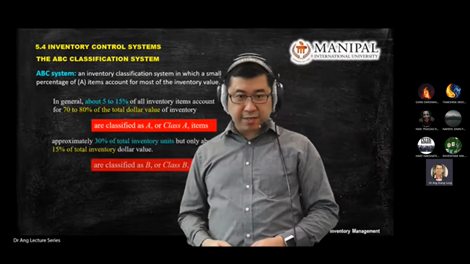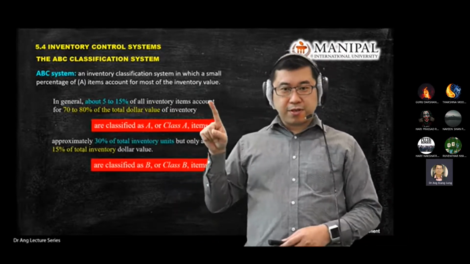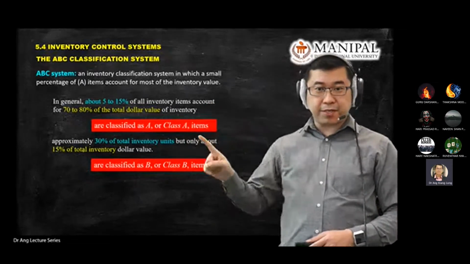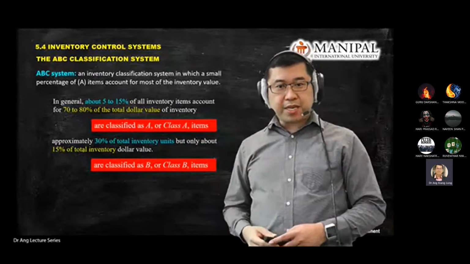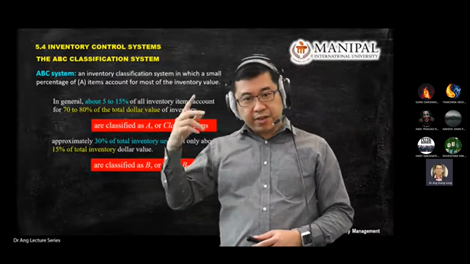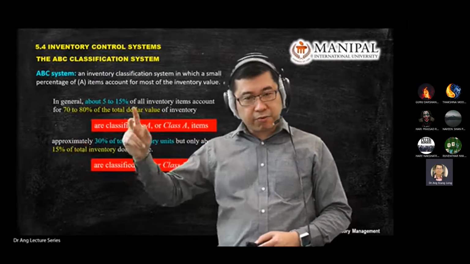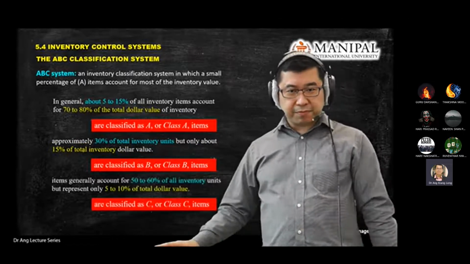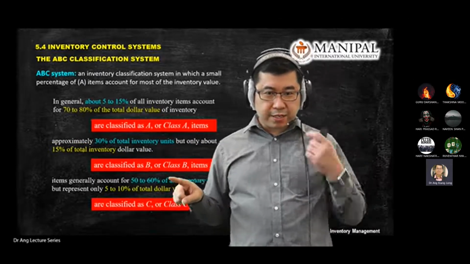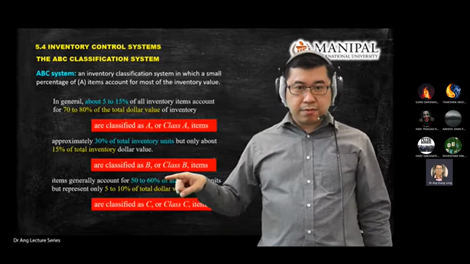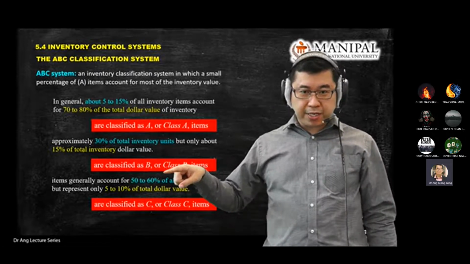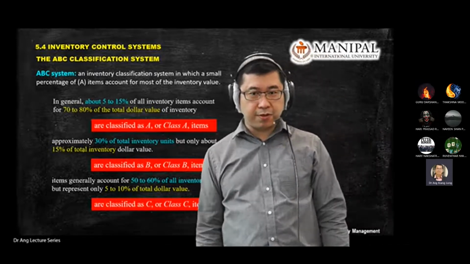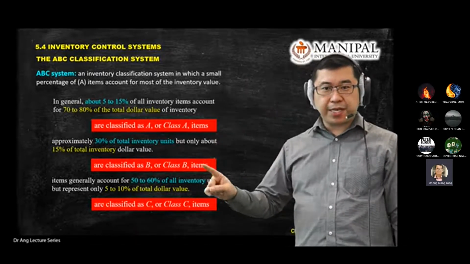Class B, you evaluate, you expand or elaborate from the statement just now. For B, the number increases a little bit, the dollar value reduces a little bit, it falls under class B. Class C is most of the numbers, a lot, huge, but the value is small. So you have A, B, and C.